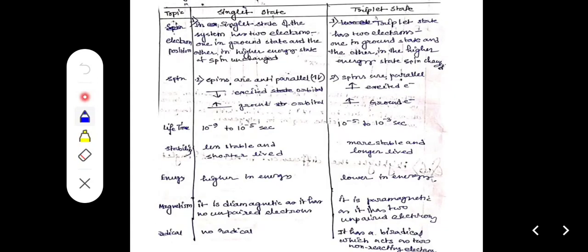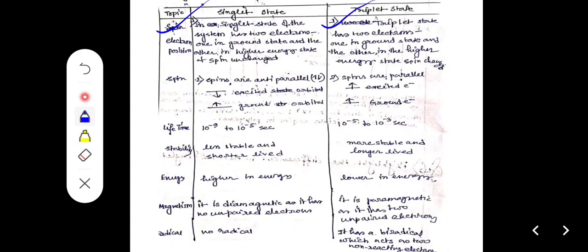Okay. Now the last topic, that is the difference between the singlet state and triplet state. The singlet state of the system has 2 electrons, one in ground state and the other in a high energy state of unstable spin. Suppose one electron exists in the ground state and the other electron exists in the excited state. That should be called the singlet excited state, not only singlet state. Okay. Now the triplet excited state. The triplet state has 2 electrons, one in ground state and the other in a higher state, but the spin is changed.